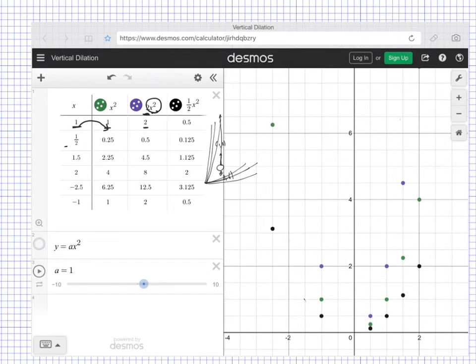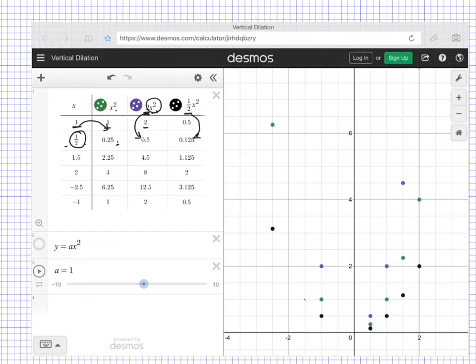All right, so I'll just erase all this and we'll have a look at a few other points and make sure that the same thing is happening. So let's have a look at an input of a half. That's this green input here. When I input a half into x squared, I get a quarter, which is fine. When I multiply a quarter by this dilation factor of 2, I actually get a half, so it's pushed it up. When I multiply a quarter by a half for this other dilation factor, I get a smaller fraction, which means it's pushed it vertically down. So the same thing has happened.